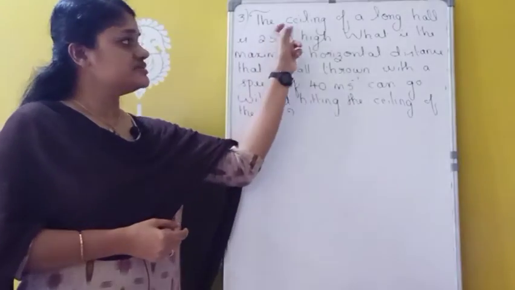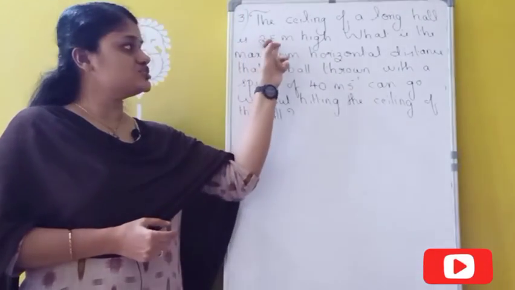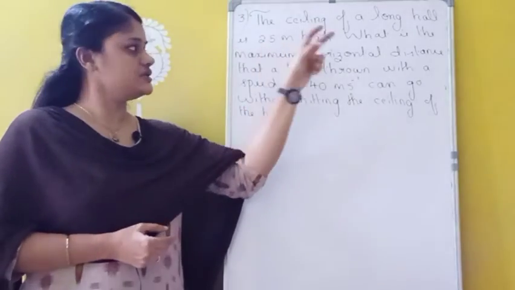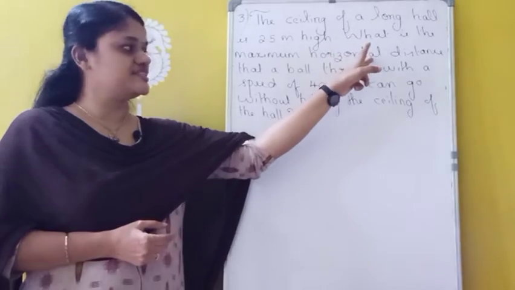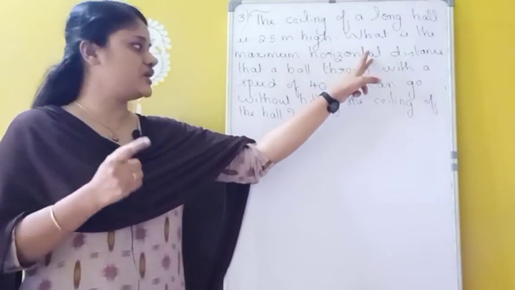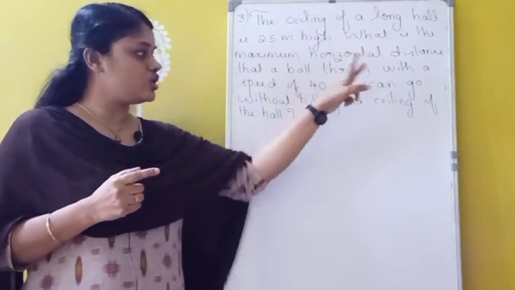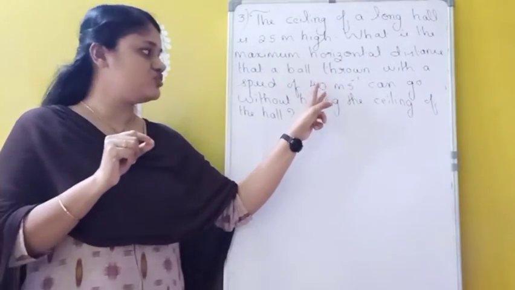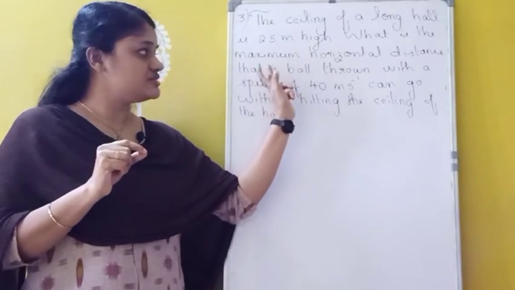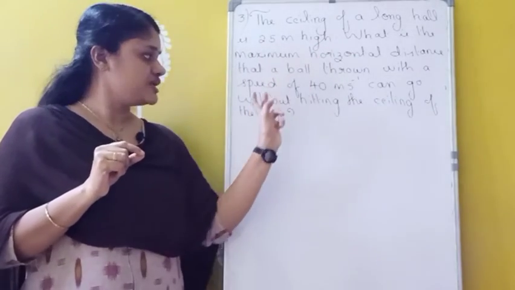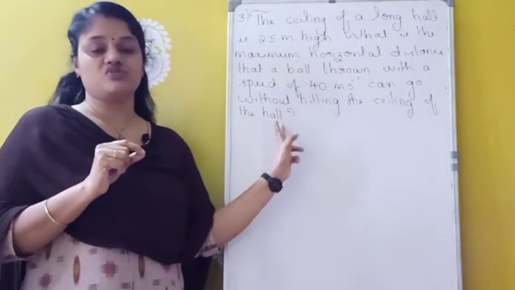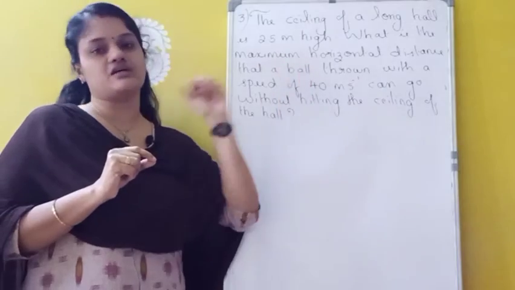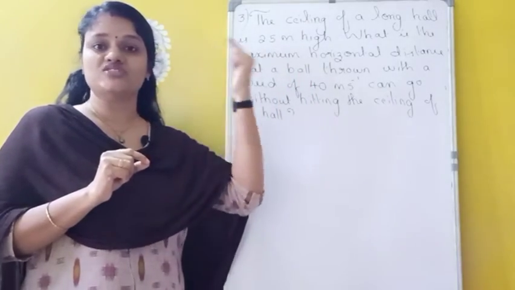Third problem. The ceiling of a long hall is 25 meter high. That means the maximum height H maximum is given as 25 meter. What is the maximum horizontal distance? That means the range, maximum range we have to find out. A ball is thrown with a speed of 40 meter per second. How far can this ball go without hitting the ceiling of this hall? That means we have to find the maximum horizontal distance.